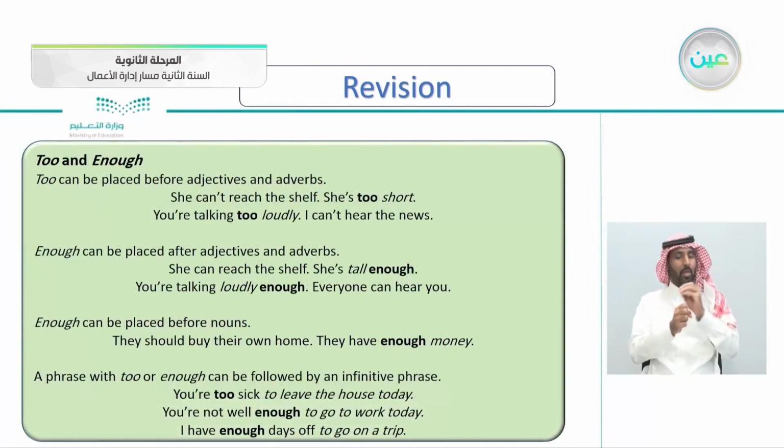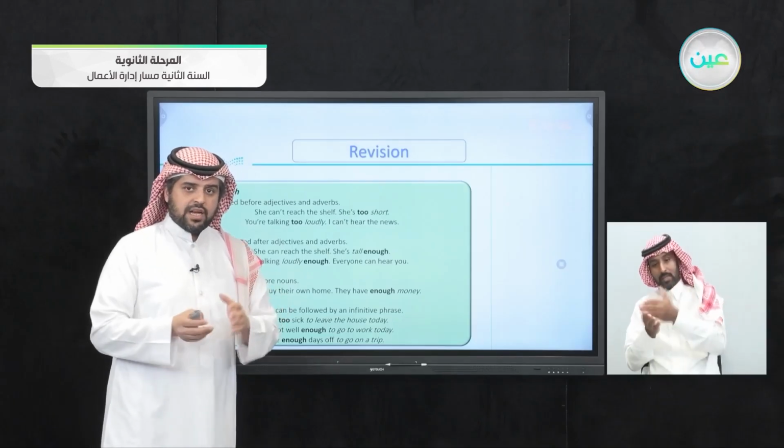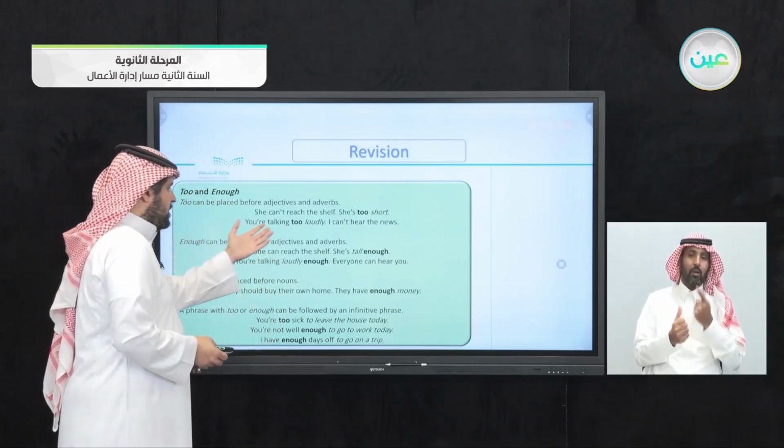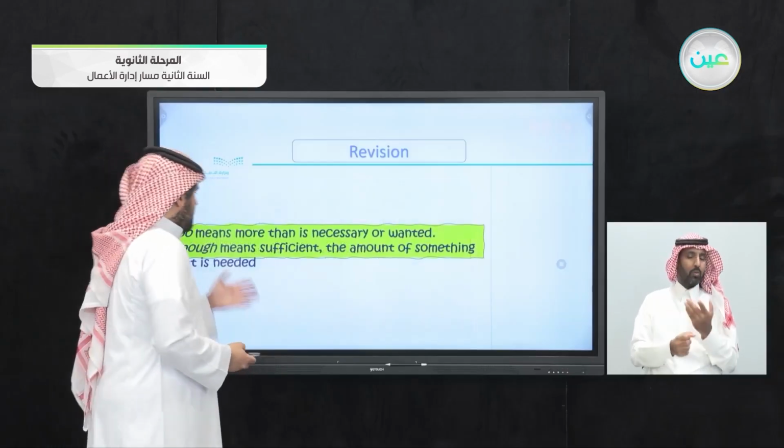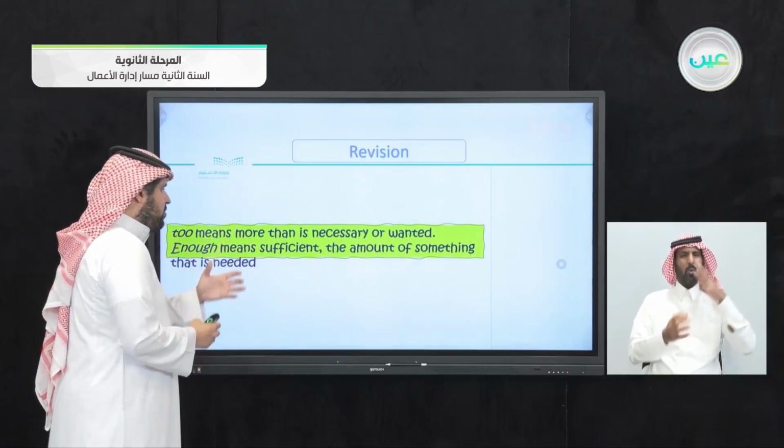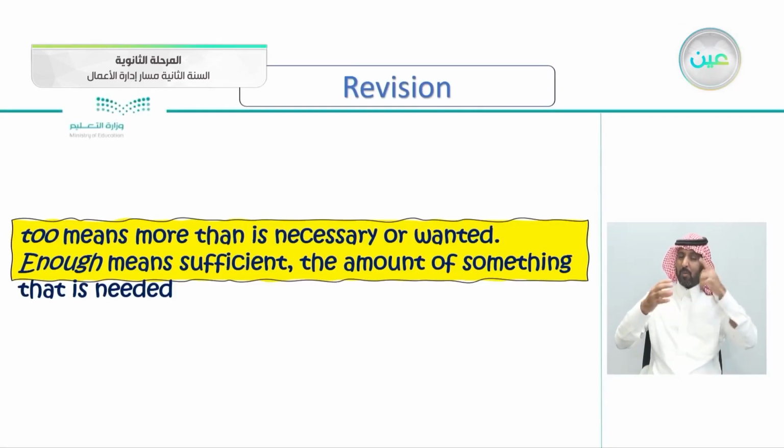Then we learned about too and enough, whether they come before the adjective or after the adjective or the adverb. For example, here you're talking too loudly, or she's too short. Then we learned about enough placed after adjectives. For example, she's not tall enough. Then we learned the phrase using too and enough followed by an infinitive. For example, you're not well enough to go to work. You're not well enough health-wise to go to work. Then we learned that too means more than enough, more than is necessary or wanted. Enough means sufficient, the amount of something that is needed.